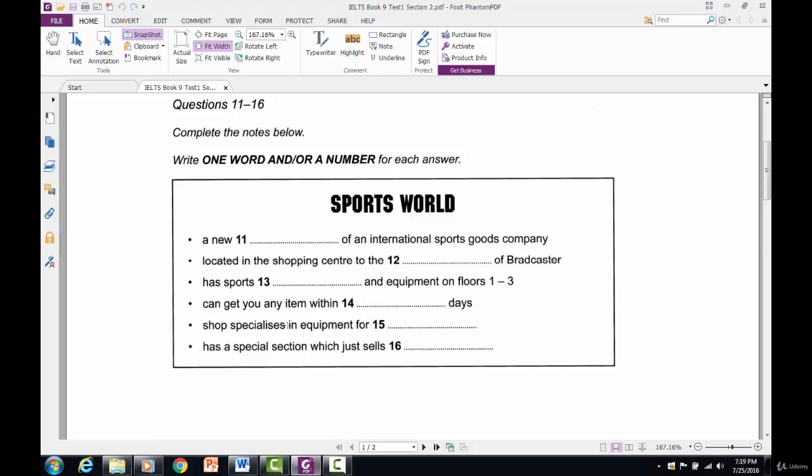And for number 16, it says has a special section which just sells. Keywords there are just sells. What does just mean? Who can tell me? Just means only, right? So again, listen for the synonym language.